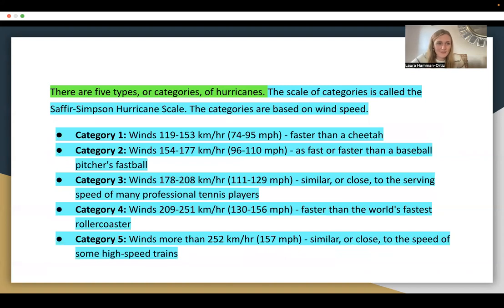We also see that with this final section, that there are 5 types of hurricanes. That's our trait, which we also could maybe call a topic sentence, right? And then we have these details that are giving more information about that.